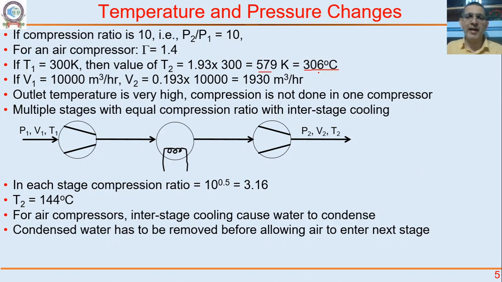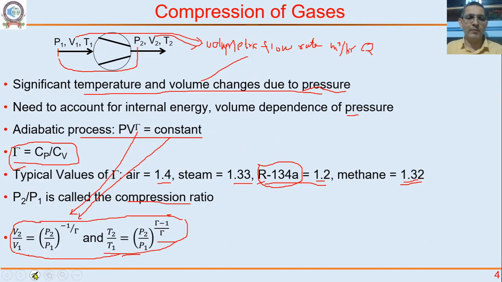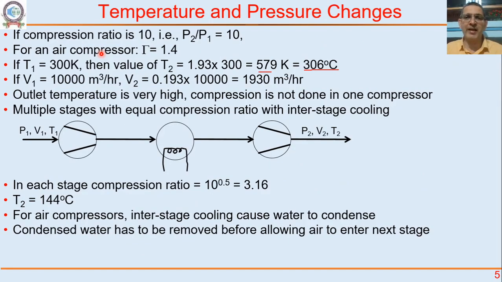Now this is a very large change. Now the compressor that we have made, or compressor that is functioning, this temperature is 306. So the material of construction of the compressor, the gaskets and so on, if it's a reciprocating compressor, there is a gasket that runs between the moving piston and the cylinder. So these internal materials of construction have to withstand this high temperature. So your cost of compressor goes up.